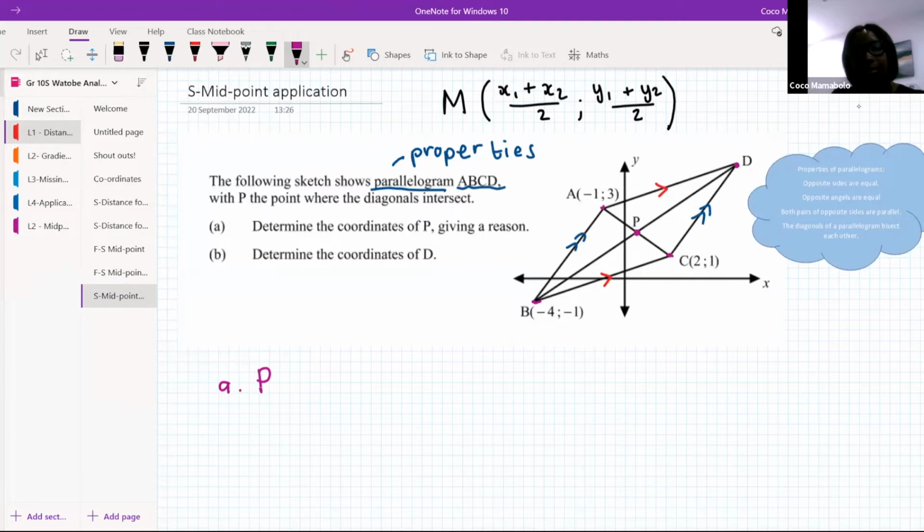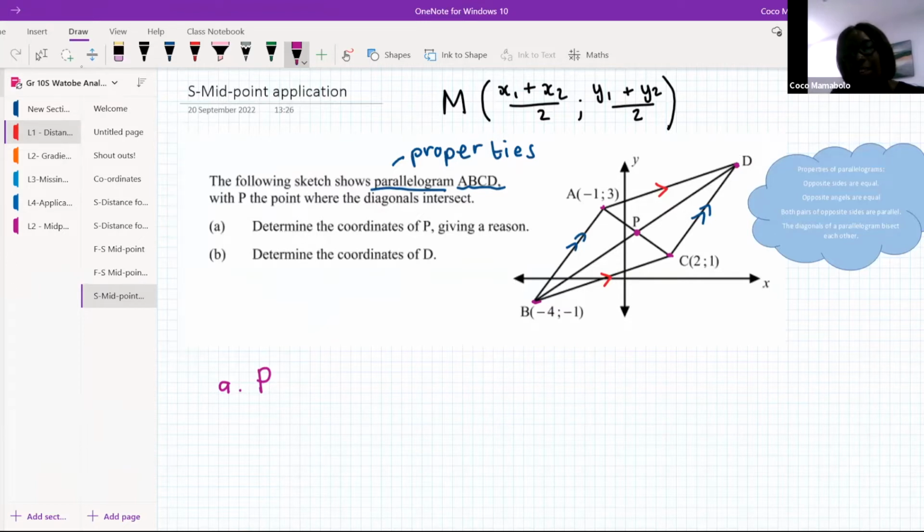Yes, Mbali. I think it's where the diagonals intersect. Excellent, good. Or where they bisect, right? Intersect and bisect are kind of the same, but bisect literally means where they meet each other. Intersect means they cross each other. Bisect means exactly where they meet. Okay, good. So our reason for finding P, the midpoint, is because the diagonals bisect.